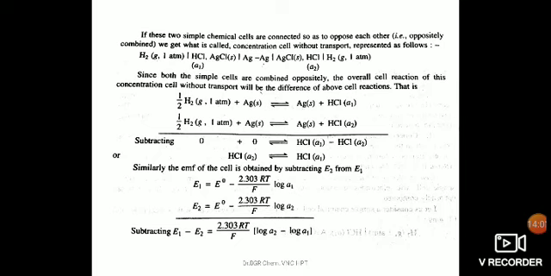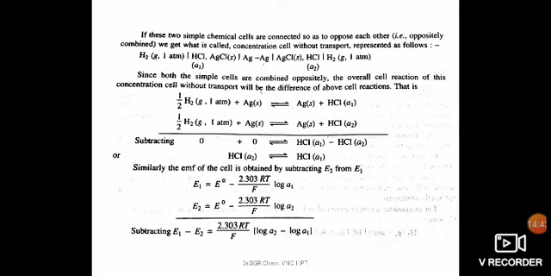If these two simple cells are connected so as to oppose each other, we are connecting them oppositely, then we get what is called a concentration cell without transport. It can be represented as H2 gas 1 atmosphere | HCl, AgCl solid | Ag, which was the simple cell. The second cell we are just reversing, combining oppositely, so it becomes Ag | AgCl solid, HCl | H2 gas 1 atmosphere. Therefore, when you connect them oppositely, the silver comes in the middle.